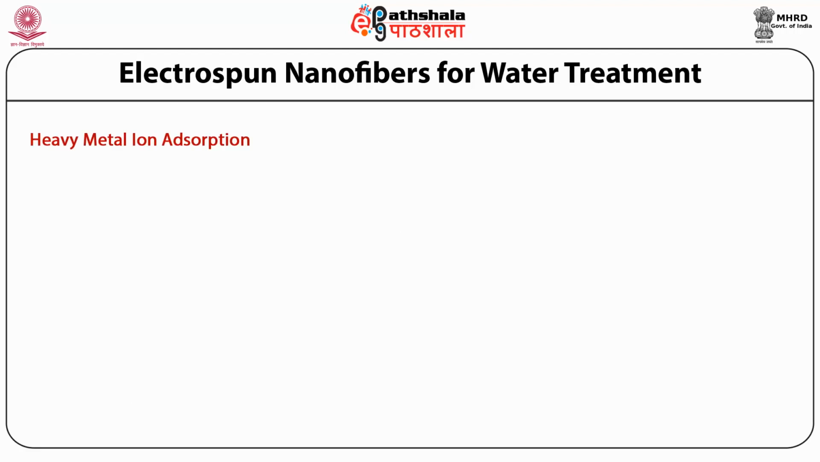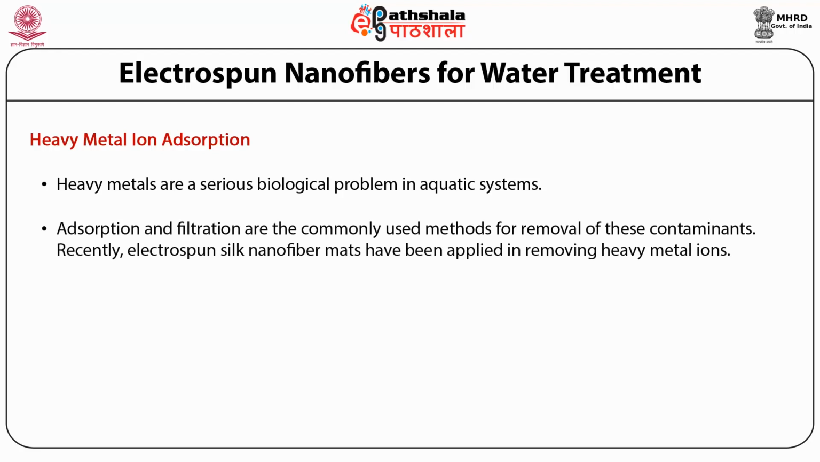I want to discuss the electrospun nanofiber for water treatment. Heavy metal ion adsorption is one of the serious biological problems in aquatic system. Adsorption and filtration are the commonly used methods for removal of these heavy metal contaminants. Recently, electrospun silk nanofiber mat have been applied in removing heavy metal ions.